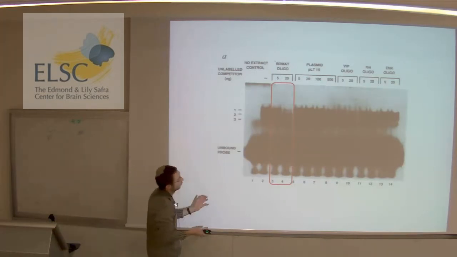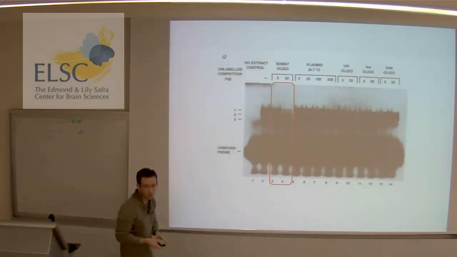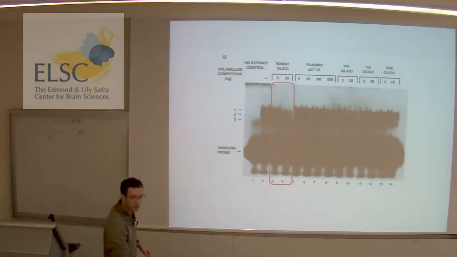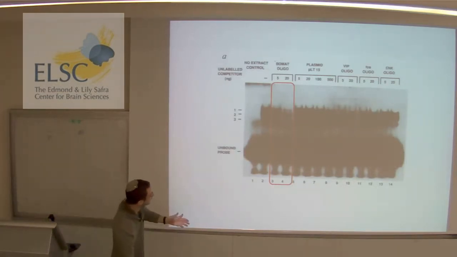Okay? So why do we see a decrease? This is low concentration of somatostatin oligonucleotide and high concentration. Why do we see a decrease in the intensity of the signal of the three bands when we add the unmarked somatostatin oligonucleotide? Enrica? No, okay, yes, exactly. So I mean, there's the same amount of CRE.